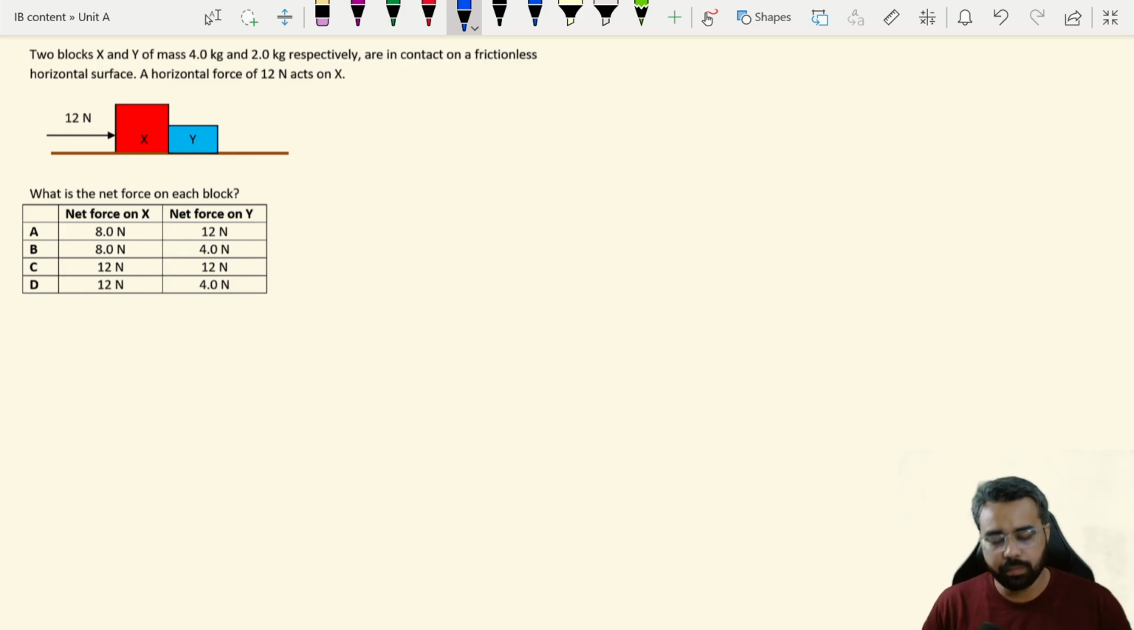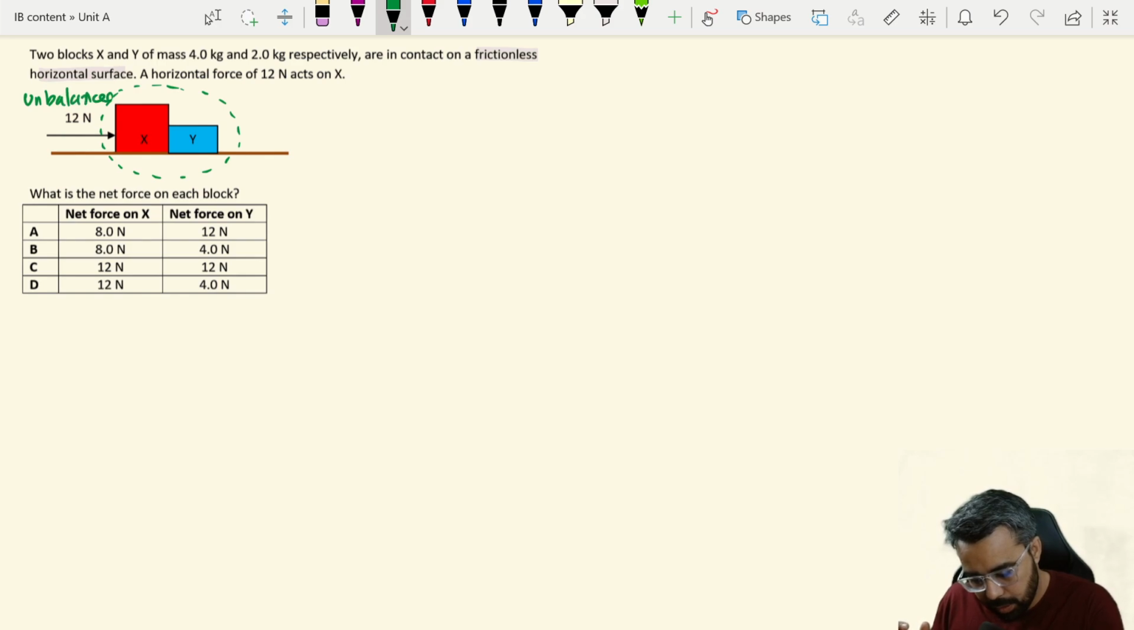Two blocks X and Y are in contact with each other on the horizontal frictionless surface. It means that there's no force of friction by the table surface on the blocks. And we see that 12 Newton of force is exerted on these two blocks. Due to this 12 Newton force, this whole system will move with a common acceleration, because this is the only unbalanced force which is causing acceleration of the system.